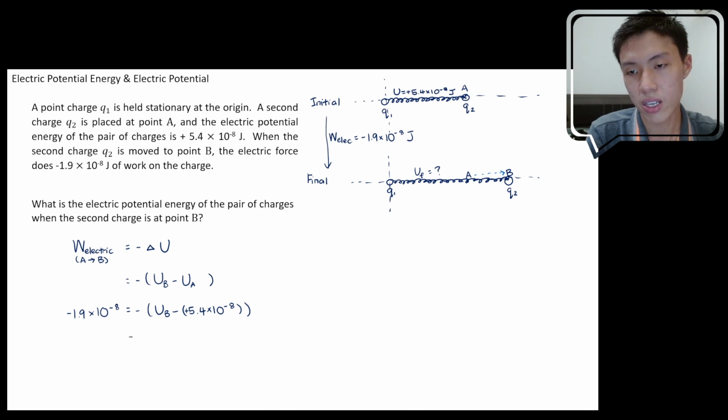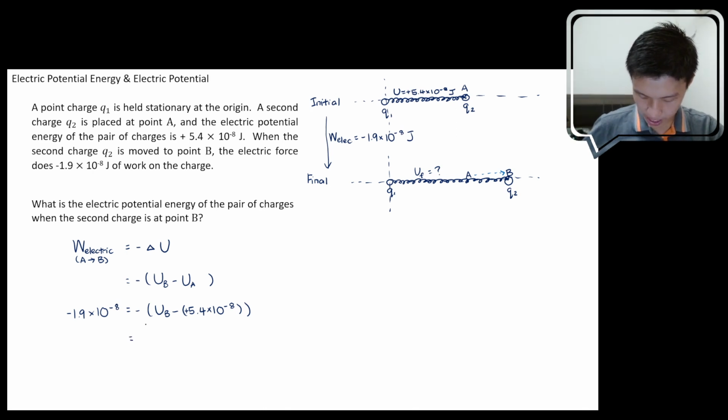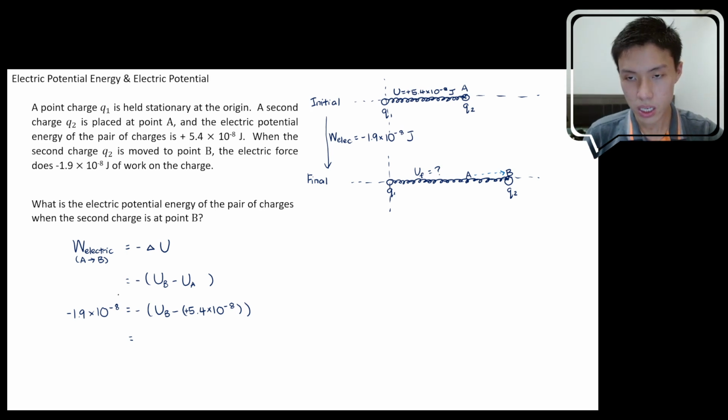Okay, so now you have plugged in every single value. What's left is just to determine the UB over here. If you do your calculation, I believe you get an answer of 7.3 times 10 to the power of negative 8 joule. So UB is equal to 7.3 times 10 to the power of negative 8 joule, and this is a positive value. Okay, so that's our answer.